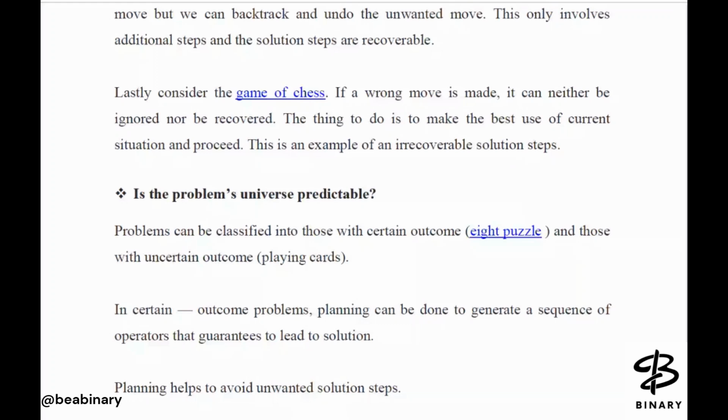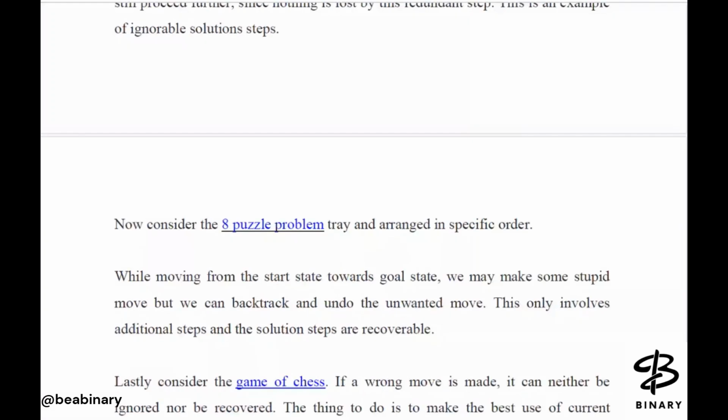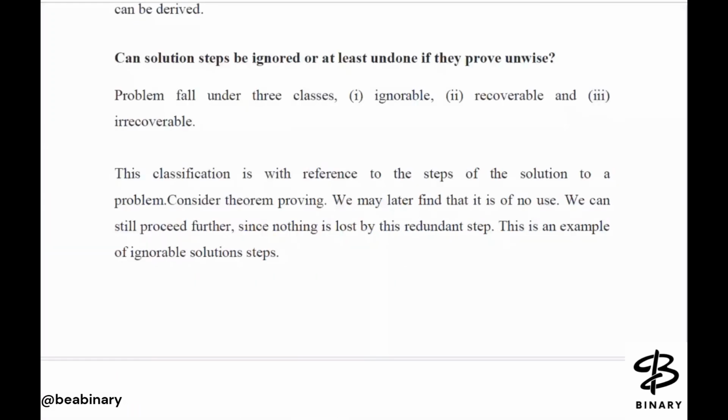So here we have talked about another characteristic of a problem. When we are starting a problem, we need to understand whether the problem's solution steps can be ignored, recoverable, or irrecoverable. So in this, we have taken three examples here, right?